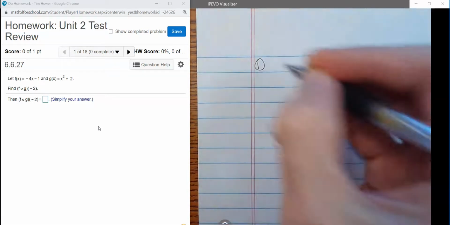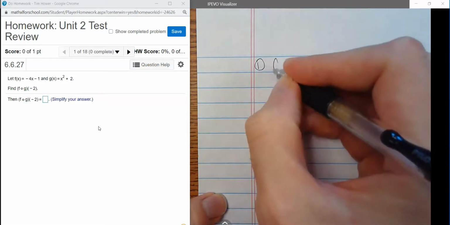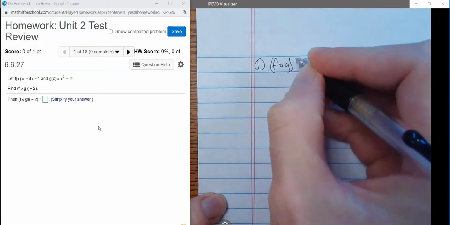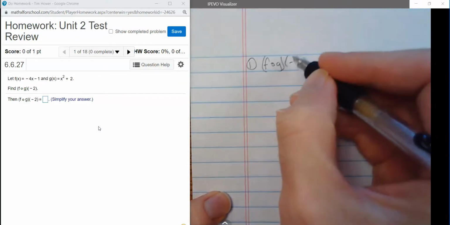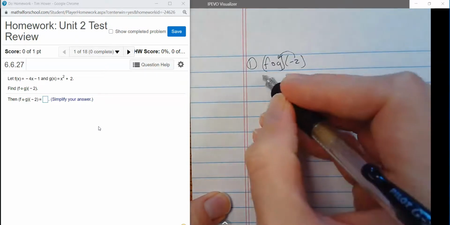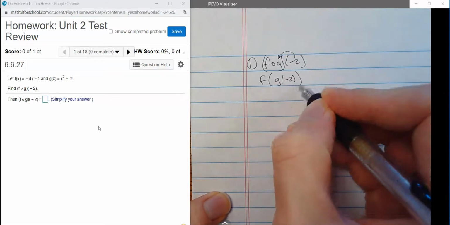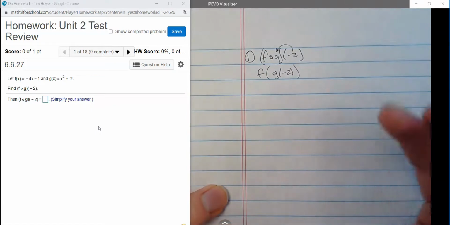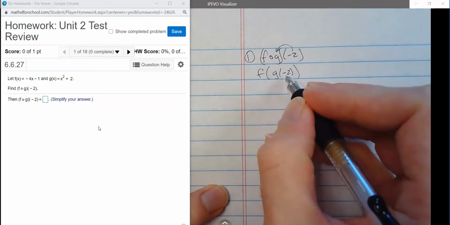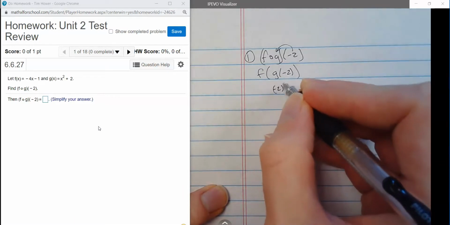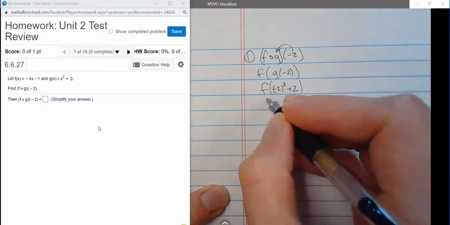So number 1, this one is a composition. So when it says f of g, and then we're supposed to plug in -2, if you remember, the fastest way would be to plug -2 into g first. So think of it as f of whatever g of -2 equals. And in this case, g is x squared plus 2, so I'm going to square -2, so -2 squared, and then add 2 to it. And that's going to be what I plug into f.